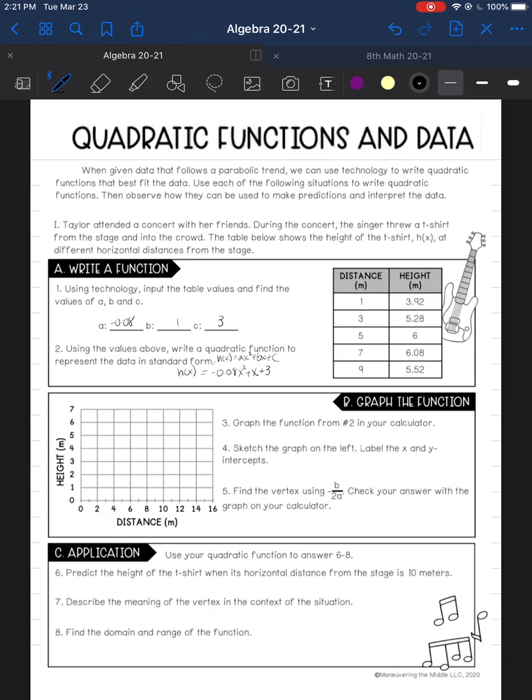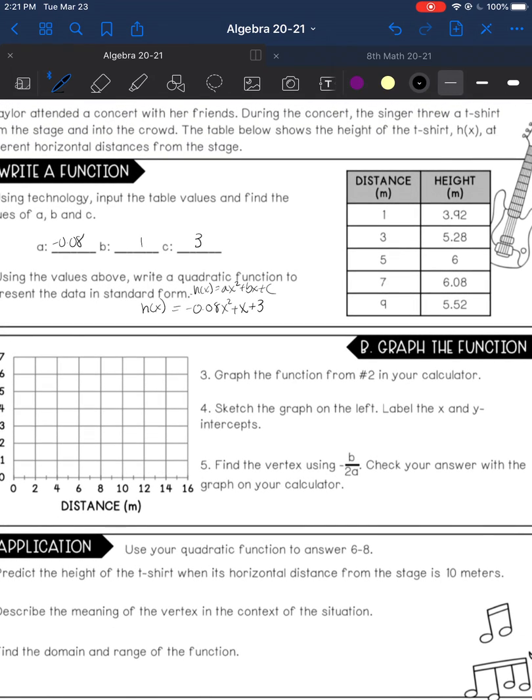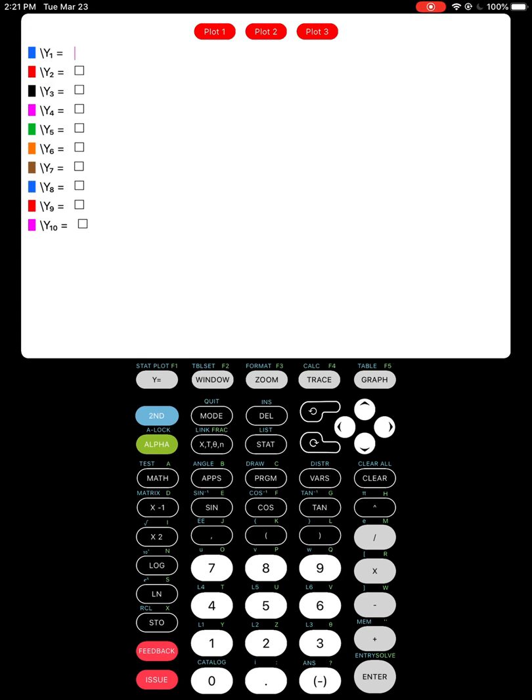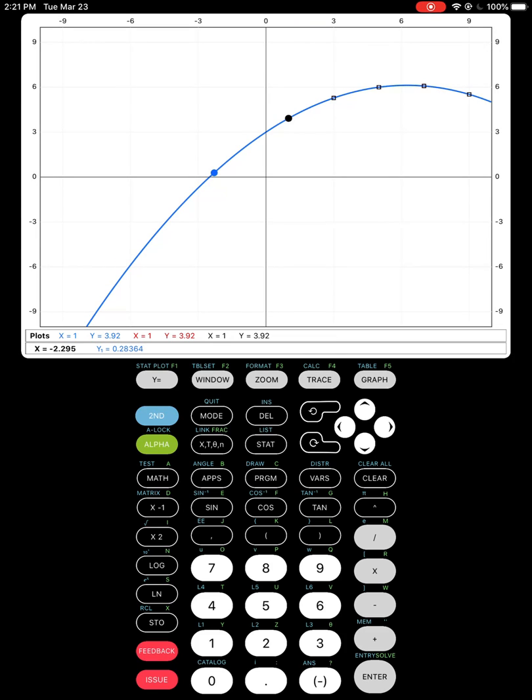So we've written the function. Now we're going to graph the function from number 2 in your calculator. So go back to our trusty dusty calculator. We're going to hit y equals, and I'm going to put negative 0.08. Variable, that's the one right next to the alpha. So x squared plus x plus 3. So I've now put that in the calculator, so I am going to graph.